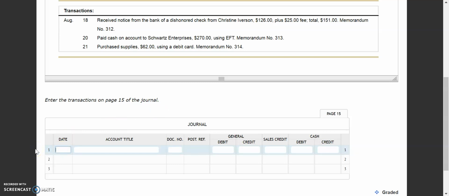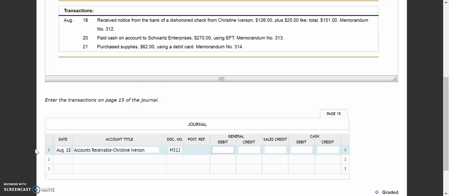So of course we're in August. It's the first line of our journal, so we do need to put August 18th. And then, as I said, our account title for the general debit, general credit section is going to be accounts receivable dash Christine Iverson. Our document number is memorandum 312. And our debit is for the total.